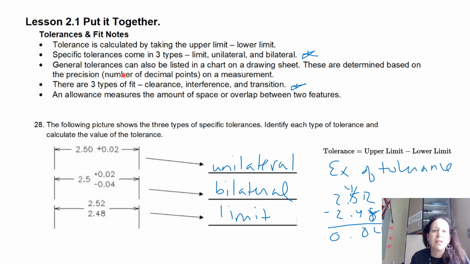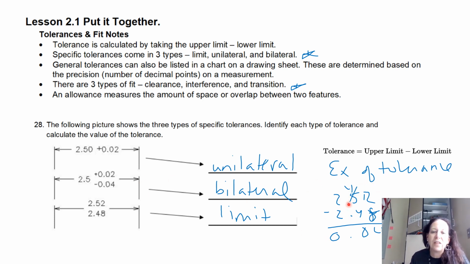Our tolerances, make sure you do review the specific types of tolerances and the specific types of fit. The first one is unilateral, and sometimes underneath here you'll see something like minus 0.00 to emphasize that it goes in one direction. This is bilateral, and this is limit, where they actually give you the upper and lower limits. If you are asked to find the tolerance, you are not to give the plus and the minus.